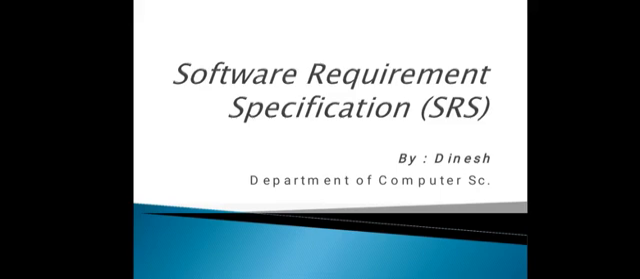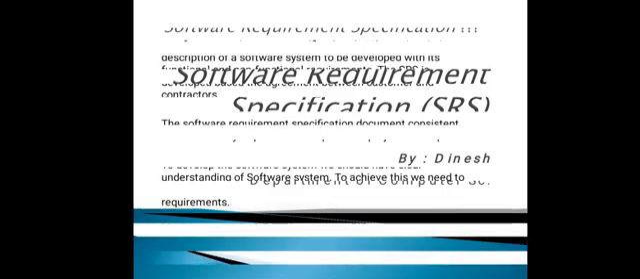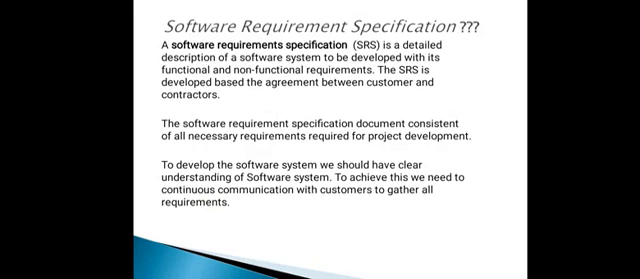Today the topic of our discussion is Software Requirement Specification, or SRS. SRS is a detailed description of a software system to be developed, with its functional and non-functional requirements. The SRS is developed based on the agreement between customer and contractors. The software requirement specification document consists of all the necessary requirements for project development.